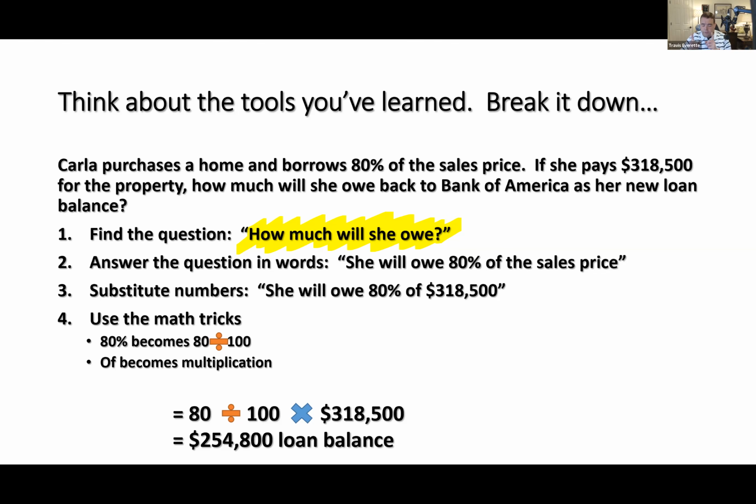Folks, if you're struggling at all, go back through that and just look at how we're playing a word game and we're substituting. Percent, divide by 100. 80%, 80 divided by 100. Done with the 80% part. Of, multiplication. Hit the multiplication button. Done with the of part. 318,500. It's just a number. Type it in the calculator. Hit equal. There's your final answer.